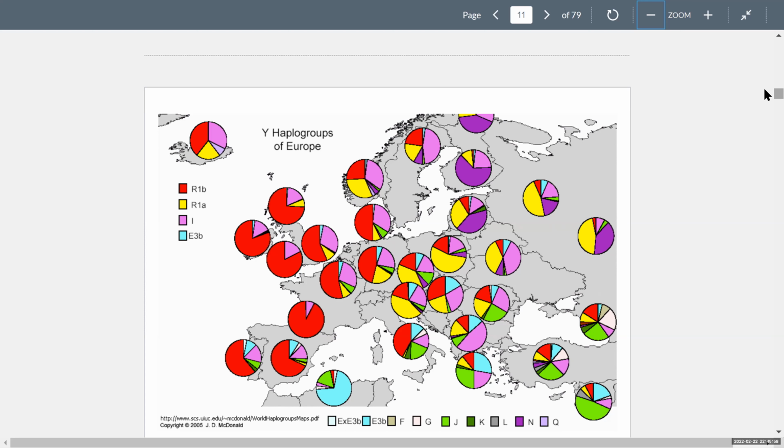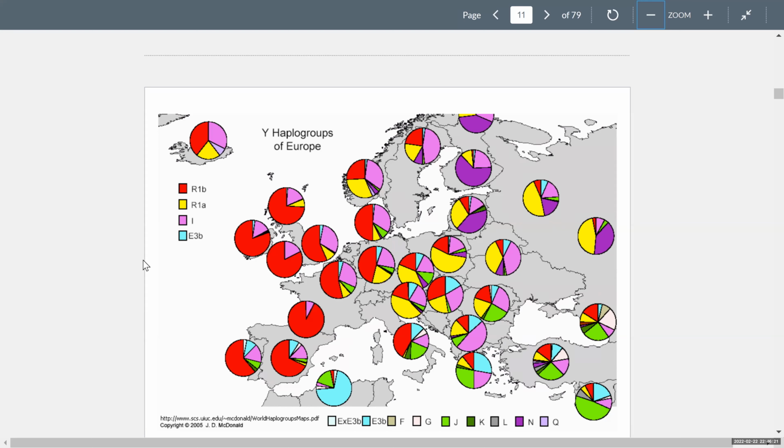So this is a lovely figure showing genetic information of Y haplogroups. So these are from Y chromosomes on genetically male individuals in Europe. And these different haplogroups or genotypes are just different recognizable DNA sequences.